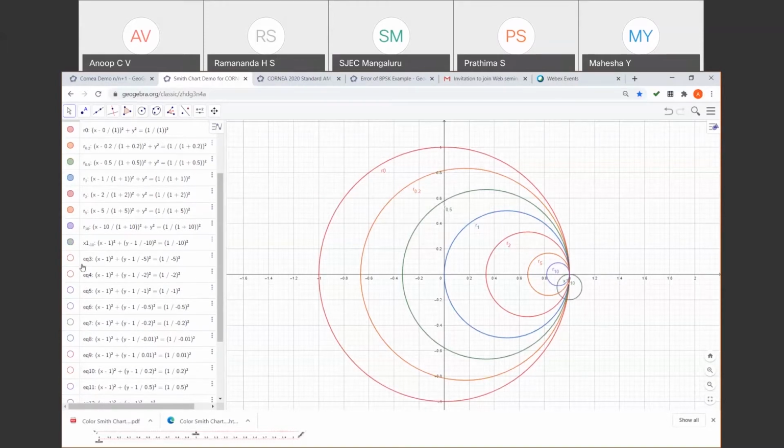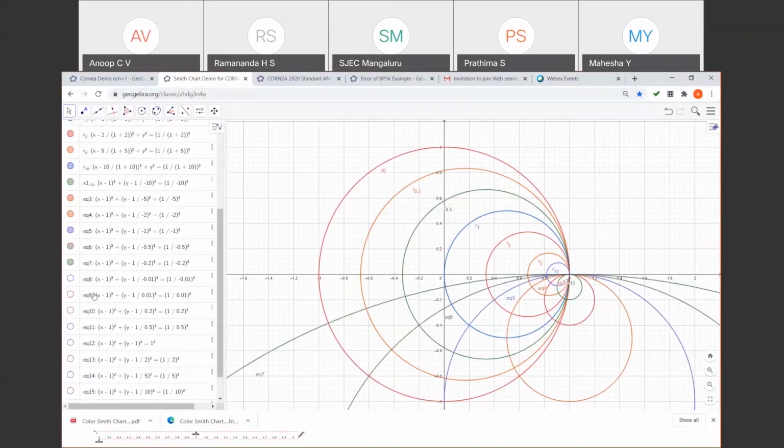Maybe what we can do is, we have the option to duplicate an equation, and in that we have to simply change the value. So we have r equal to 0 and r equal to 10. As r increases, I can tell the radius decreases and the center moves and all those things, right? So this is how I can use GeoGebra to construct that.